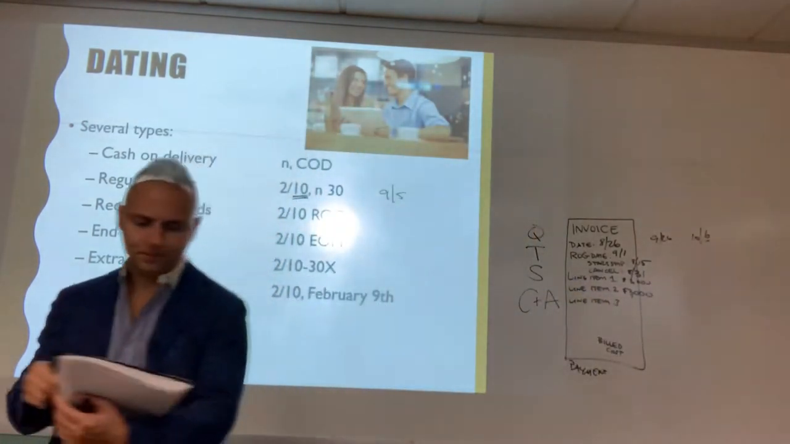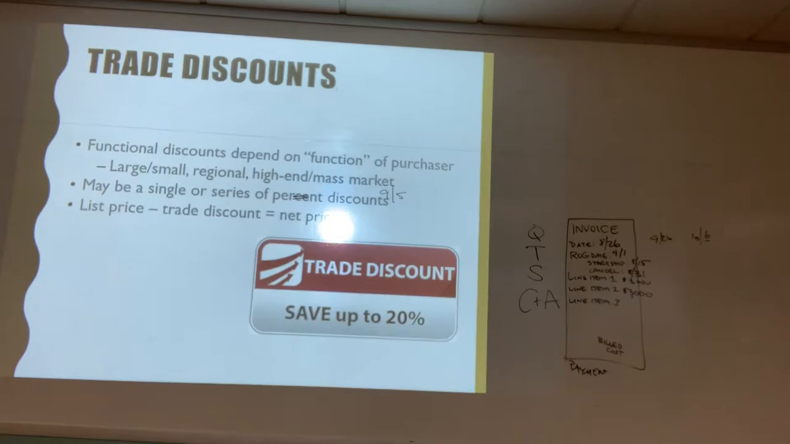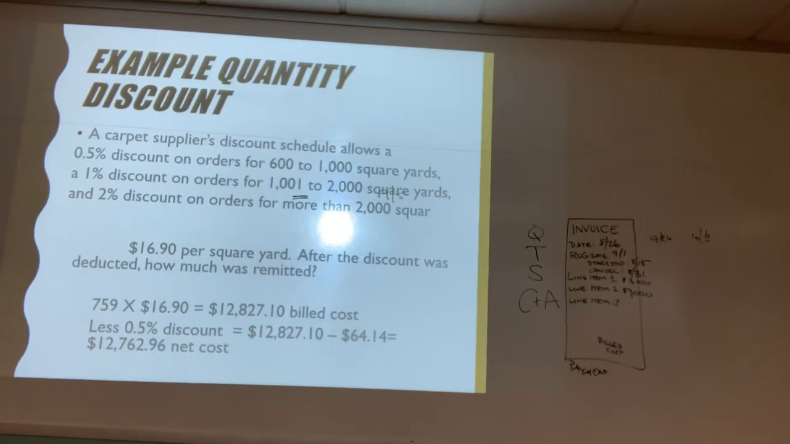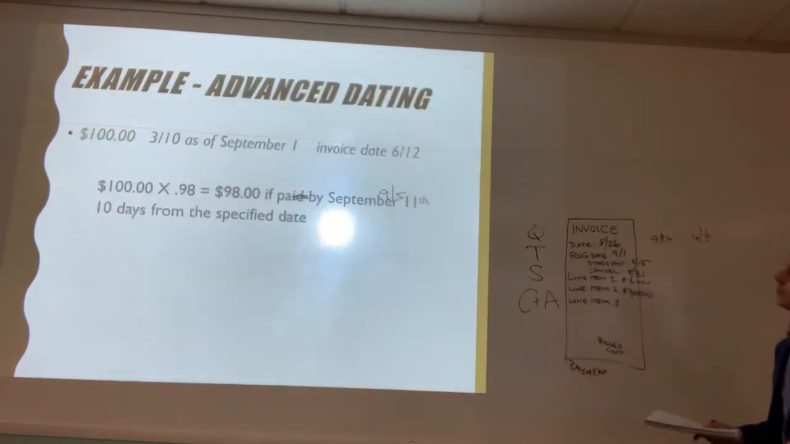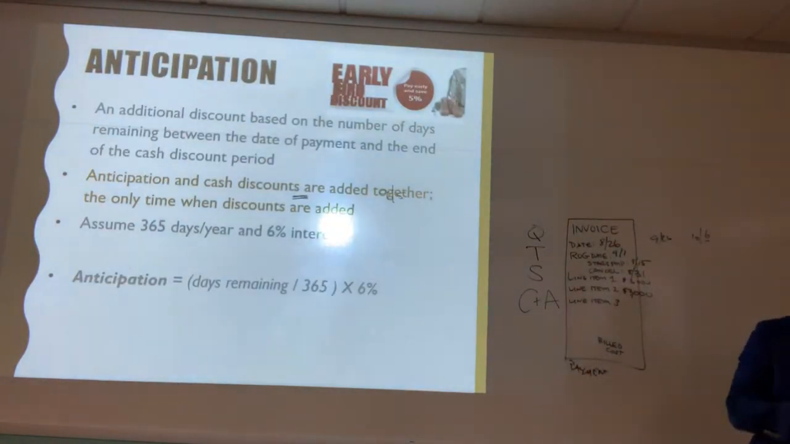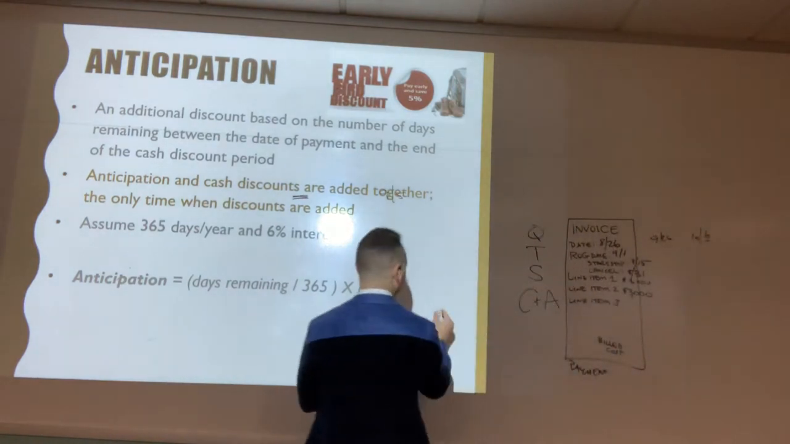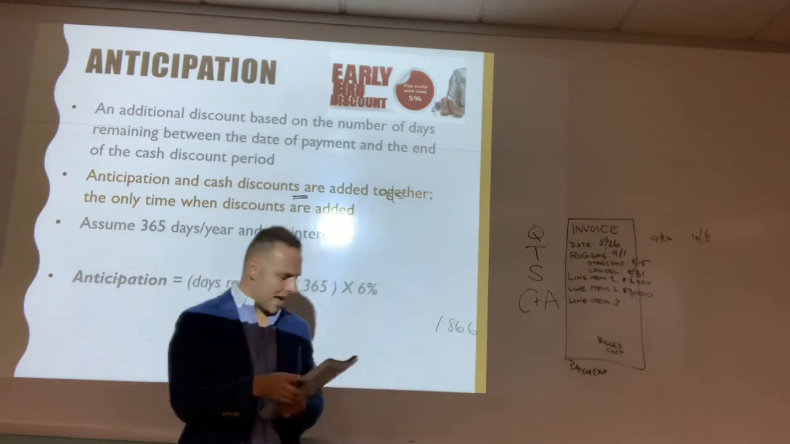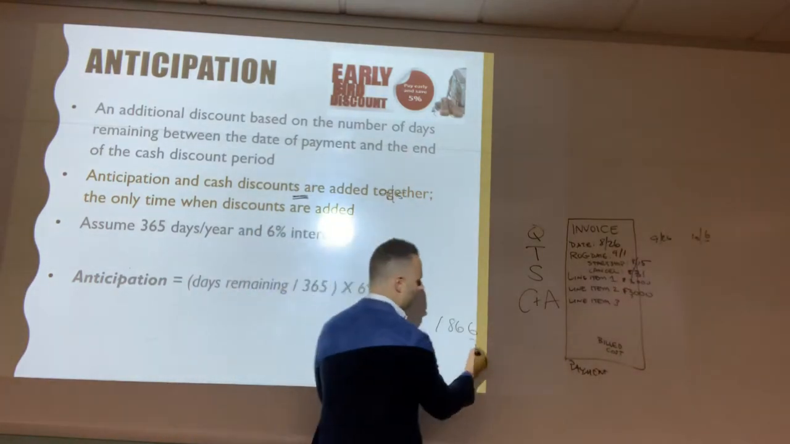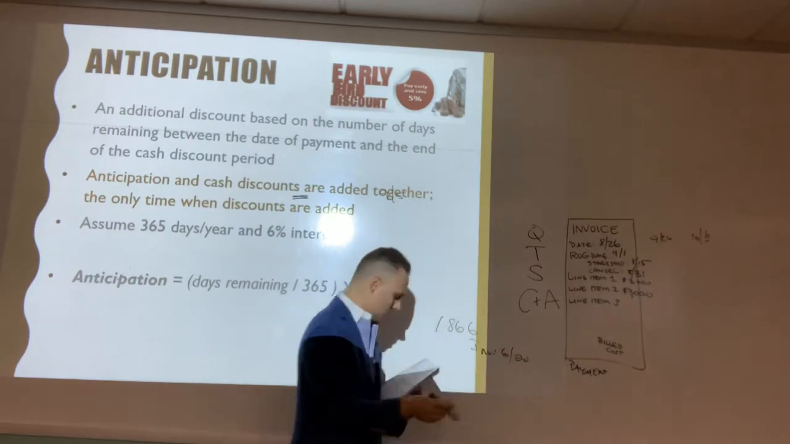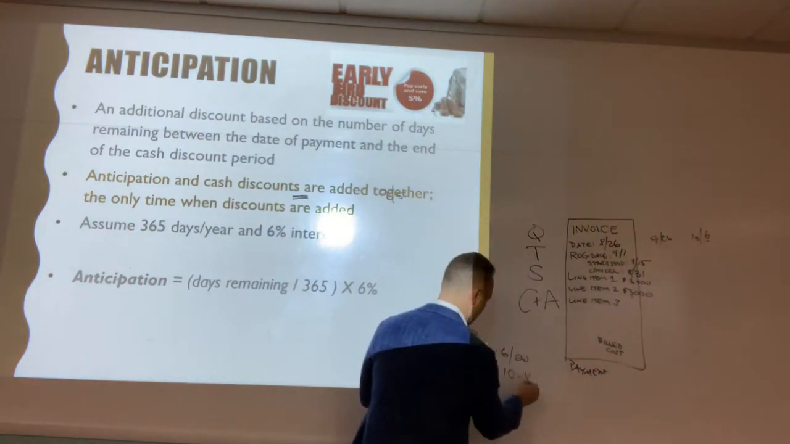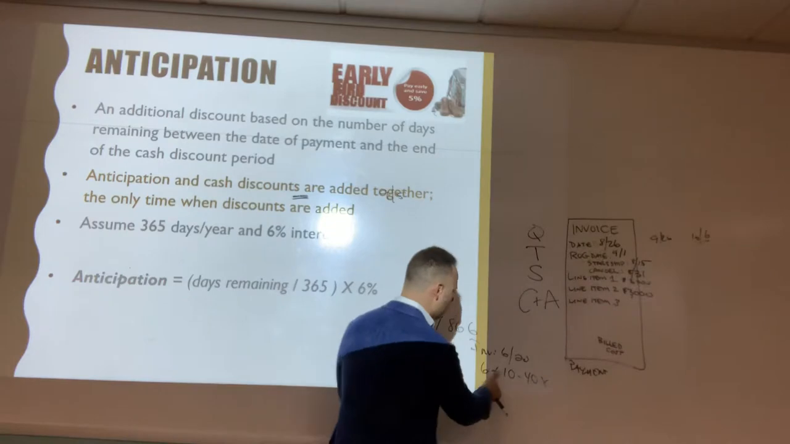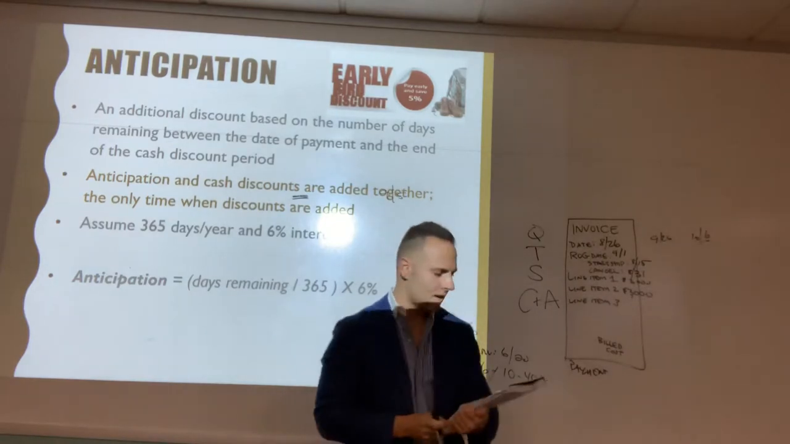Okay, number 1, an invoice for $1,866 is dated June 20th. Okay, so the invoice date is 6/20. It has terms of 6/10, n/40, anticipation permitted. How much should be remitted July 15th?